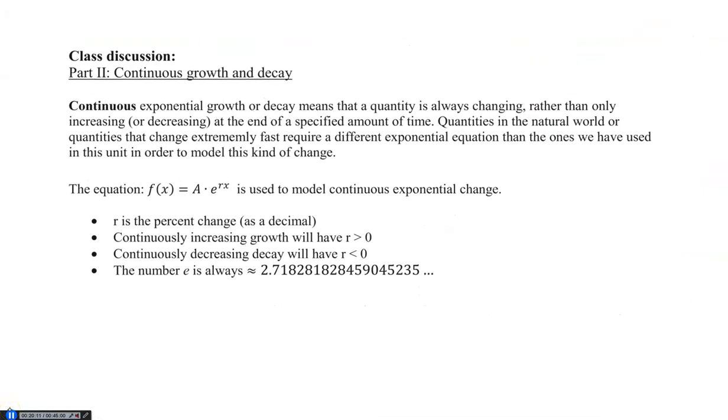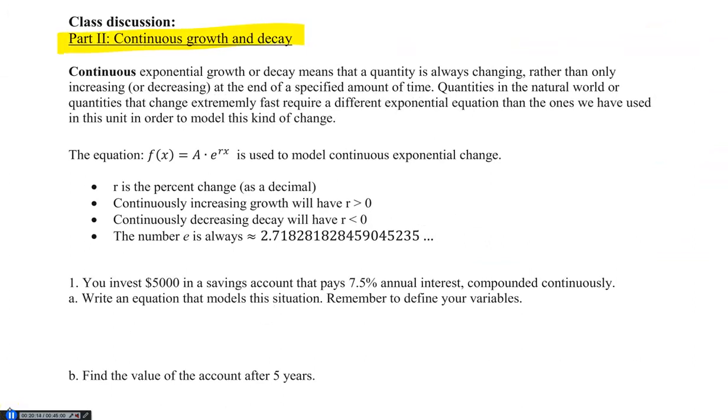All right, now let's have part 2, which is continuous growth and decay. Continuous exponential growth or decay means that the quantity is always changing rather than only increasing or decreasing at the end of a specific amount of time. Quantities in the natural world or quantities that change extremely fast require a different exponential equation than the ones we had used in this unit in order to model this kind of change. The equation is f of x equal to a times e to the power of rx.